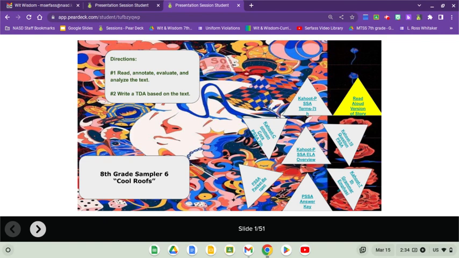This is using the 8th grade PSSA Sampler 2 packet. So this is the one with the number 2 at the top. And you're going to turn, it's a little bit towards the middle or end, and it's called Cool Roofs. But you can also read it in this presentation here. So we've got a lot going for us today.